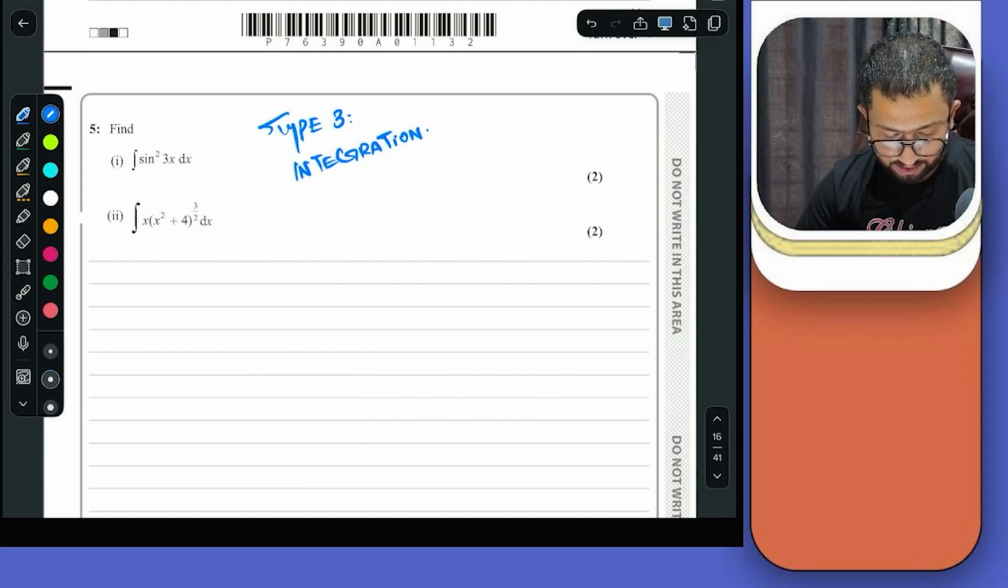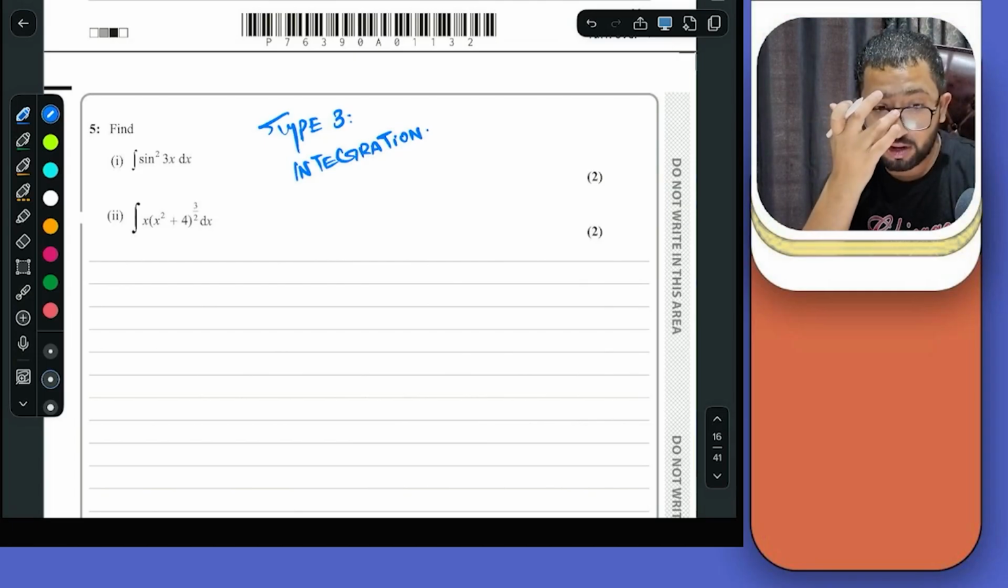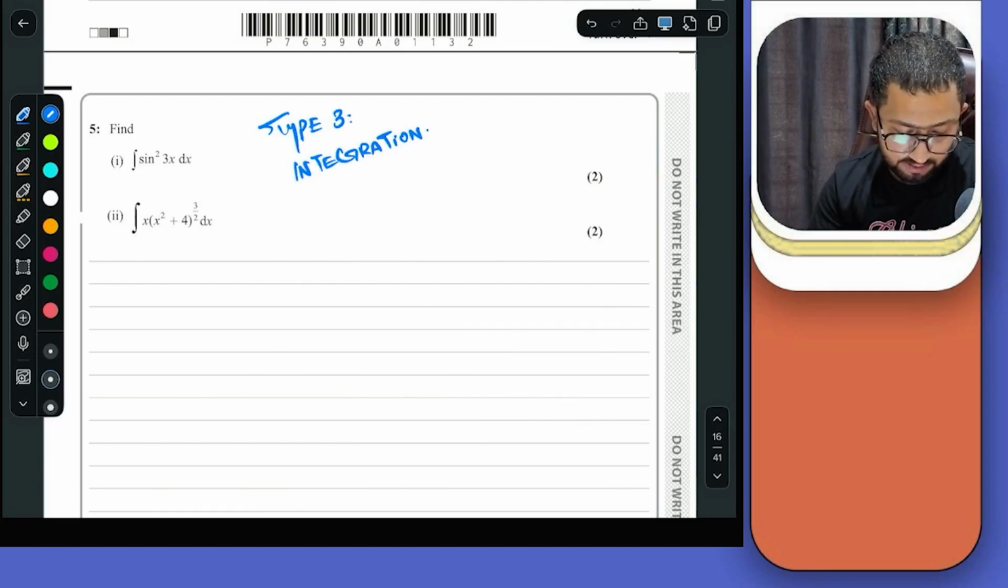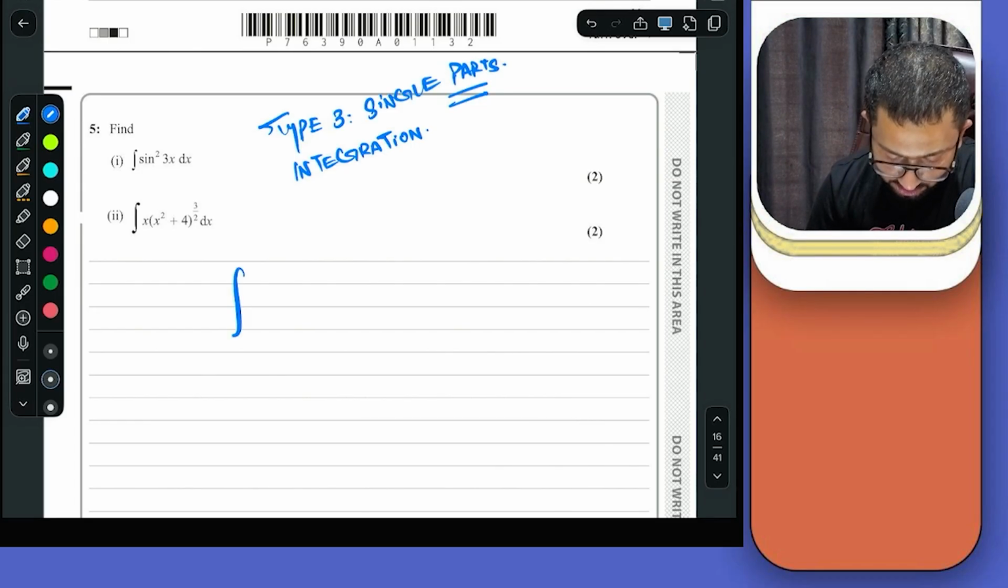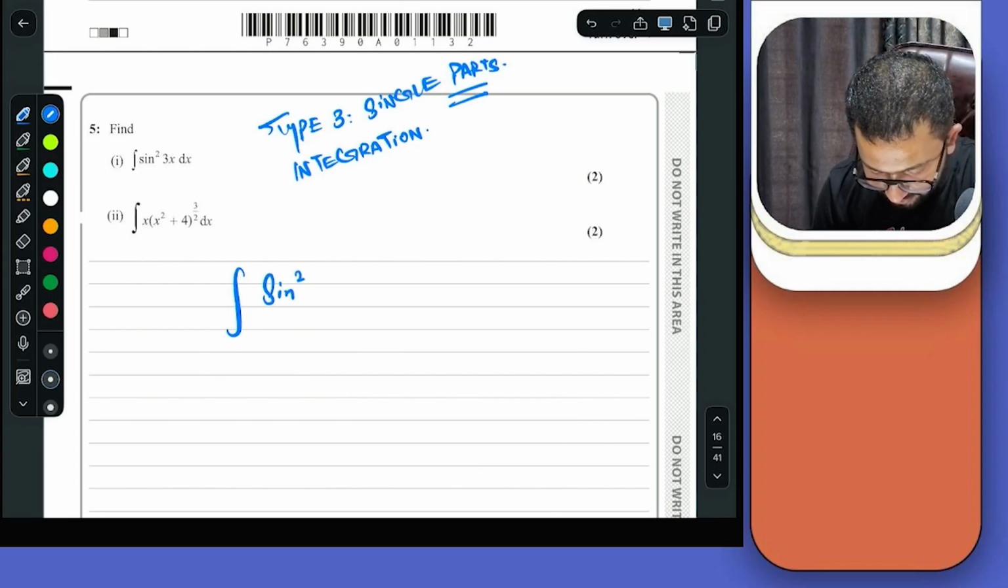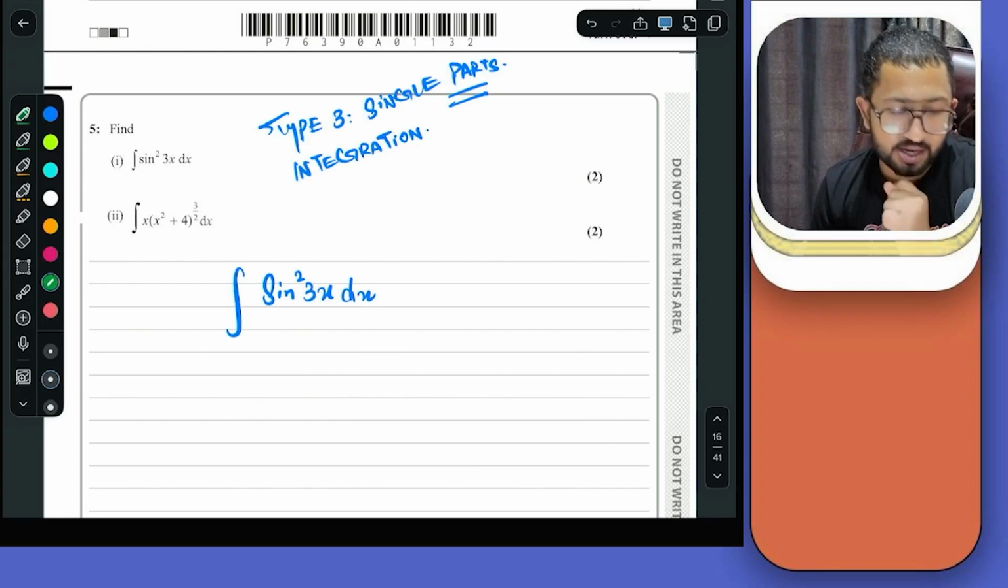All right, so let's talk about question number 5, the integration of sine square 3x. Yes, beta, that is a type 3 of integration, P3, which is single parts, as you know that. Yes, so can we integrate sine square 3x directly or not? The answer is no. We can't integrate sine square and cos square functions directly in integration.